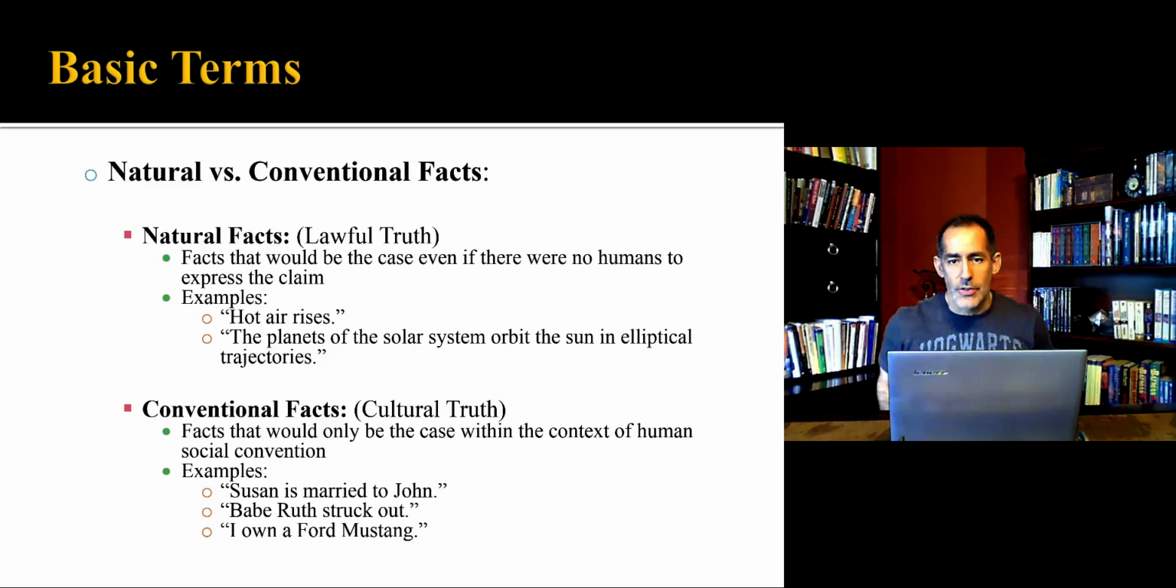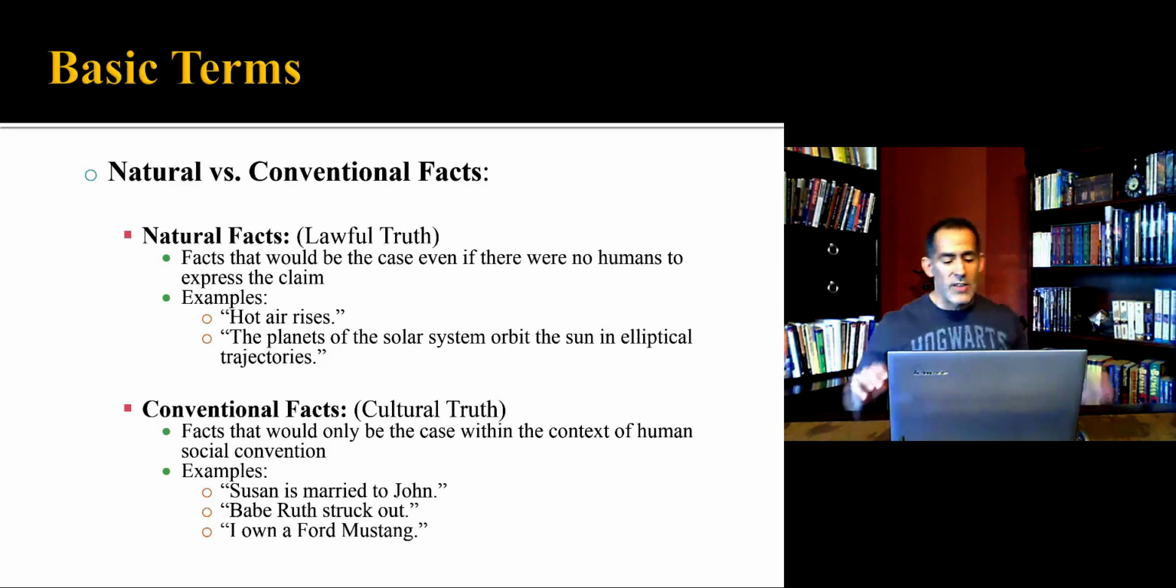Talking about a couple of different types of facts, we can talk about natural versus conventional facts. A natural fact might be something that would be true or state the situation in the world, even in the absence of human beings being there to express the proposition about that truth. So, for instance, hot air rises is just a natural fact. Even if there were no human beings, that would still be true. The planets of the solar system orbit around the sun in elliptical trajectories. There are all kinds of statements we can make about the natural world that we would call natural facts.